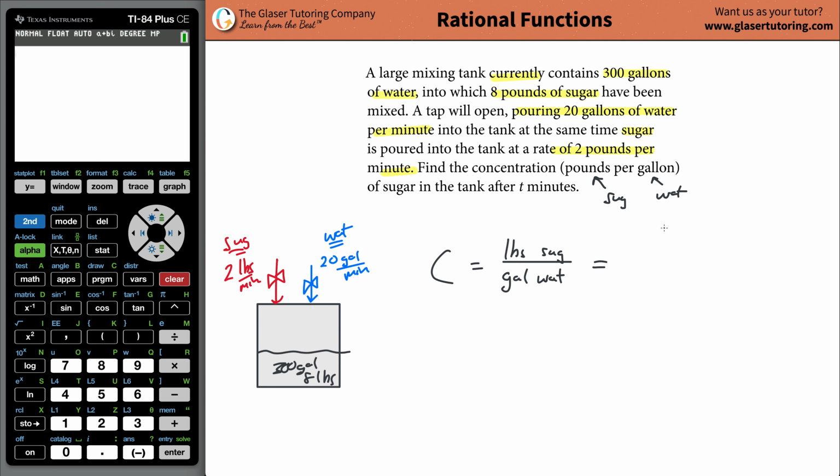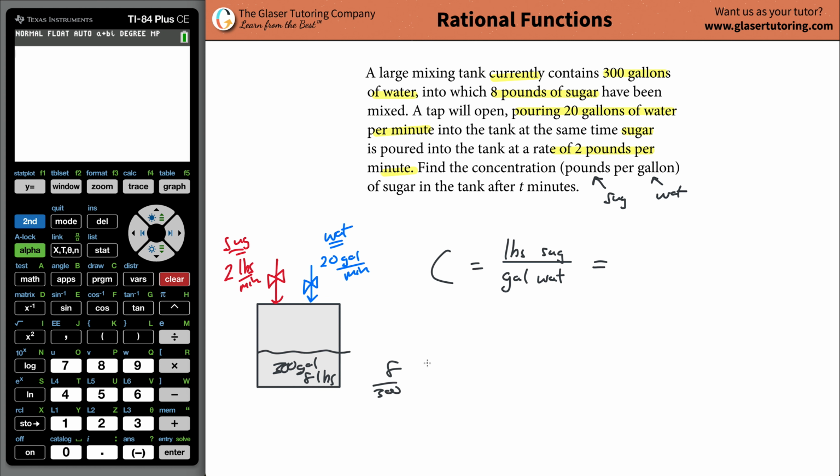So if I want to find the concentration at some point in time, I know that the concentration is going to be a function of the amount of sugar in that tank at some point in time divided by the amount of water in that tank at that same point in time. So initially, when the time is 0, what's the concentration? Well, you have 8 pounds of sugar in the tank, and you have 300 gallons of water. So it's simply 8 over 300, right?